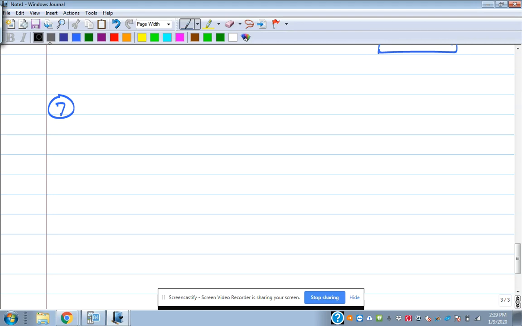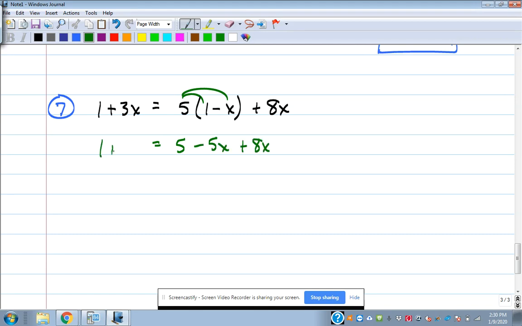Number 7. All right. 1 plus 3x equals 5, parentheses, 1 minus x plus 8x. That'd be a great idea. Anytime I see that parentheses with a number outside, that just triggers a distribute. Get that out of the way. Okay, on the right-hand side, we got like terms, the -5x, positive 8x, be 5 plus 3x.